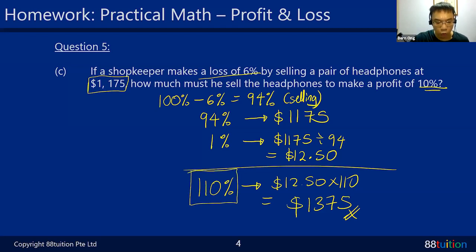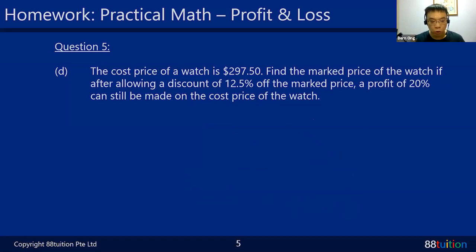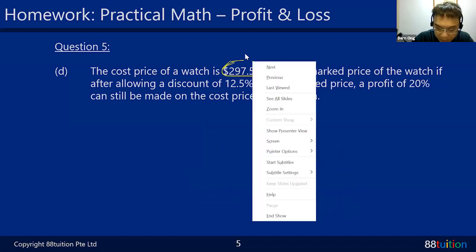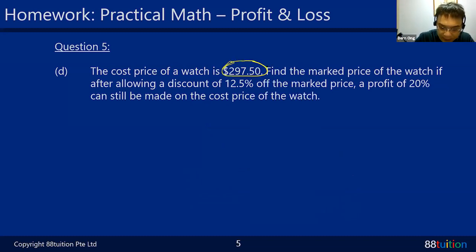One more question as your homework, question 5D. So here, read the question carefully, this one. The cost price of a watch is this amount. This is the cost price. Okay, so the cost price is usually at 100%.